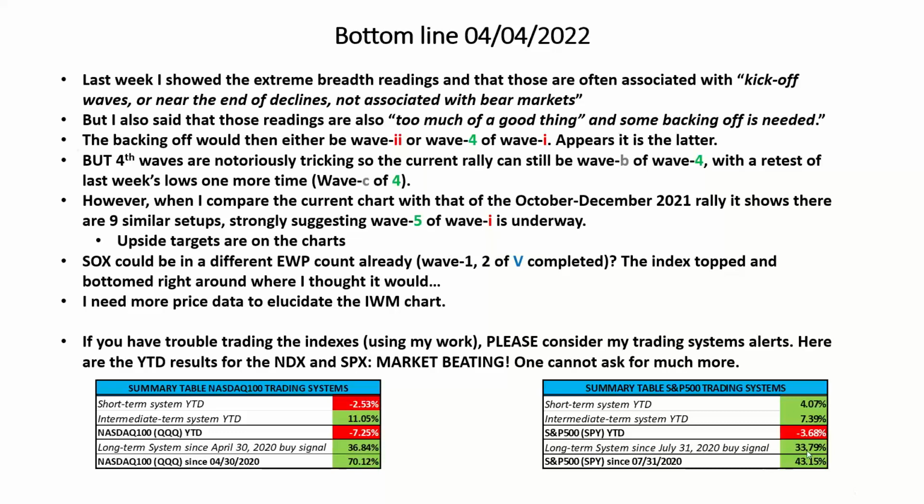So here's the summary table for the S&P 500. My short-term system using the 3x ETFs is up 4%. The intermediate system using 2x ETFs is up 7%. And the SPY is actually down 4% for the year. So, massive market-beating results.